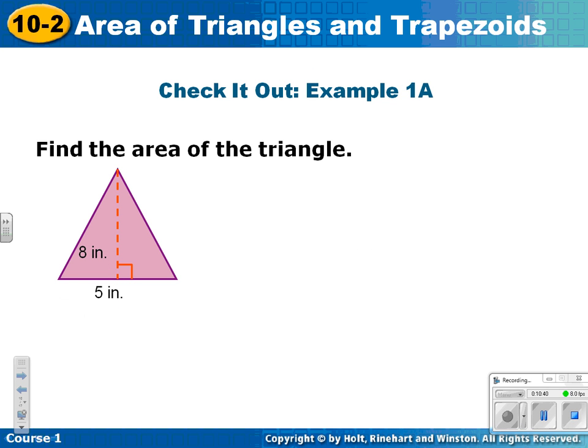Okay. Again, area of a triangle. Same deal. 1/2 times the base times the height. What's the base? 5. What's the height? So in your head, you can probably do this. You can go 8 times 5 is 40 divided by 2 is 20. What? Yeah, well, we did it in our head faster than you can punch it in the calculator.